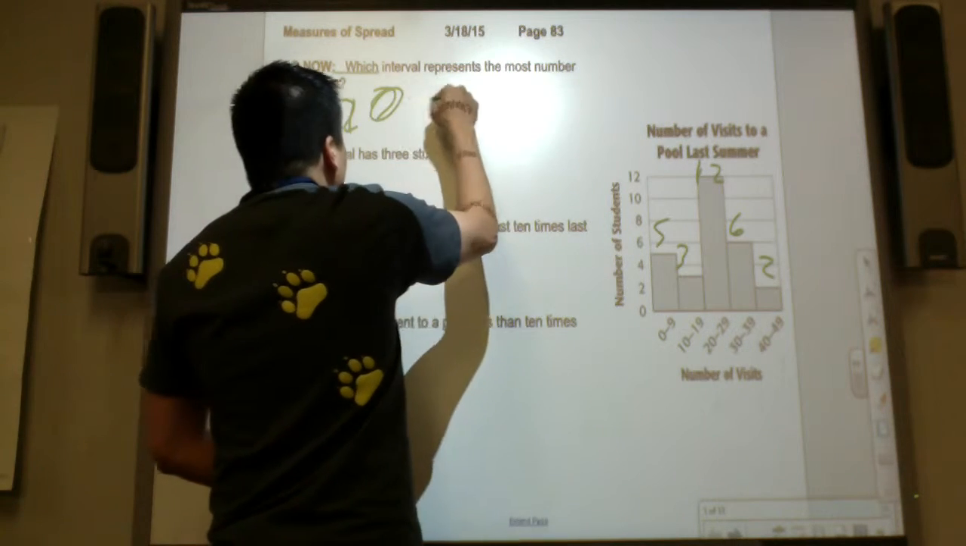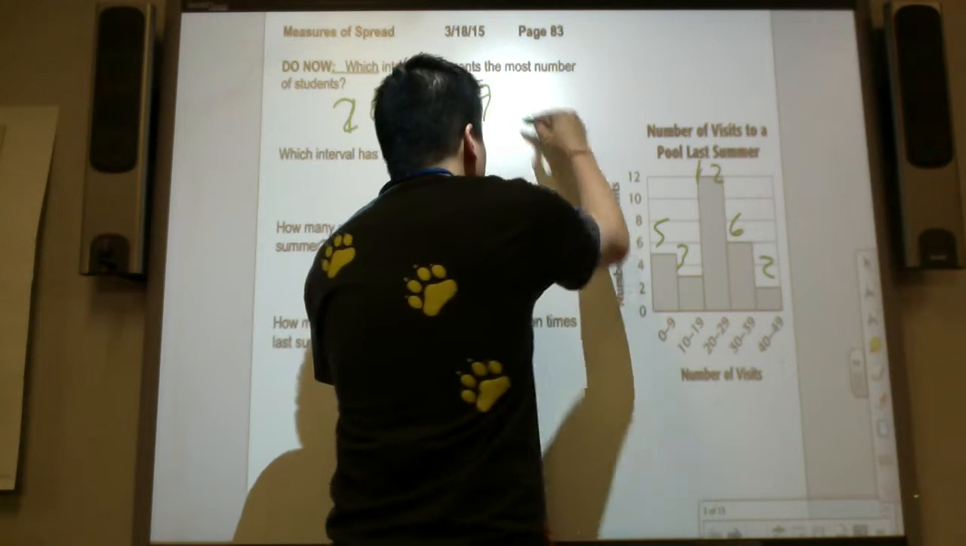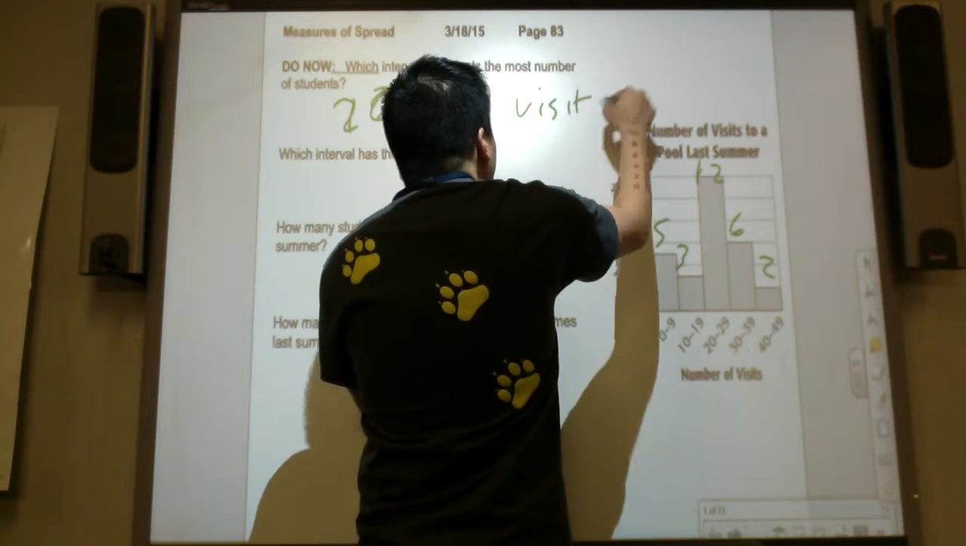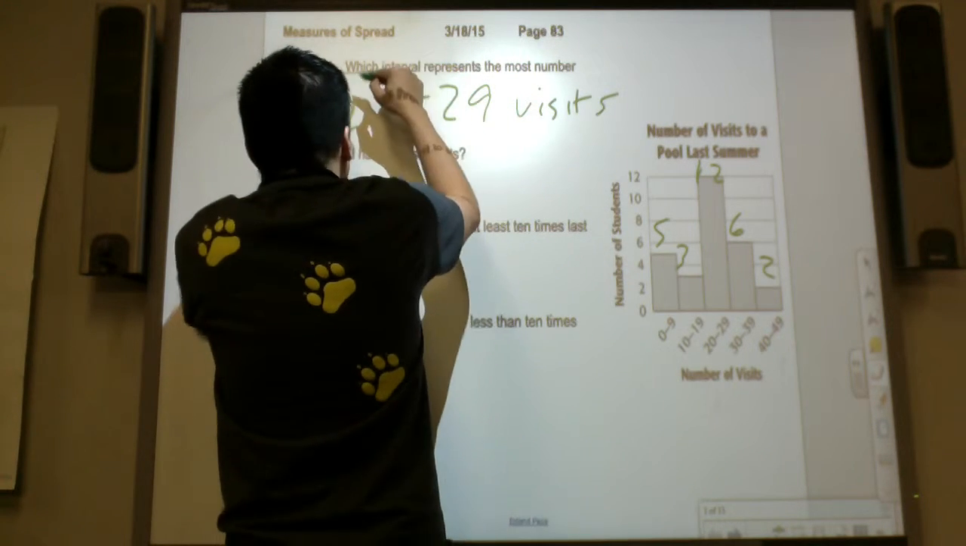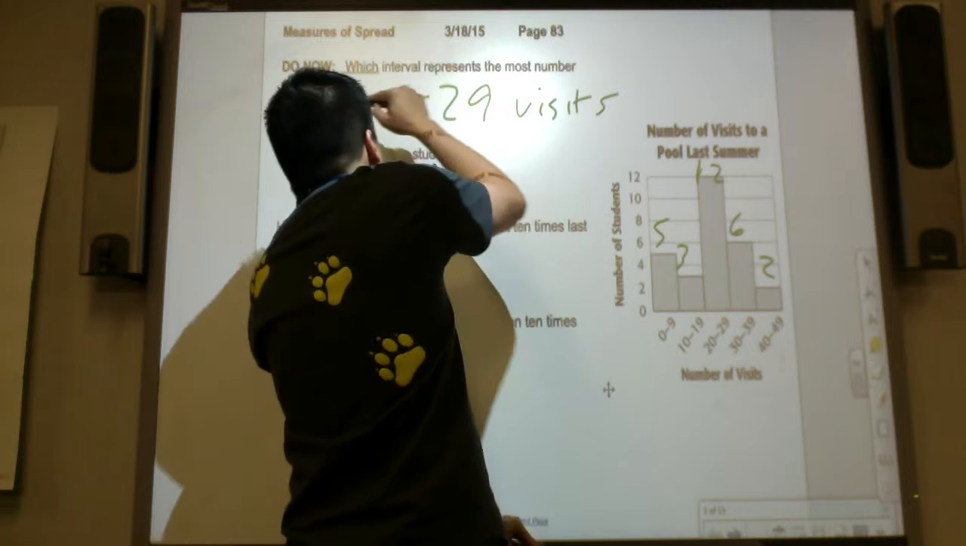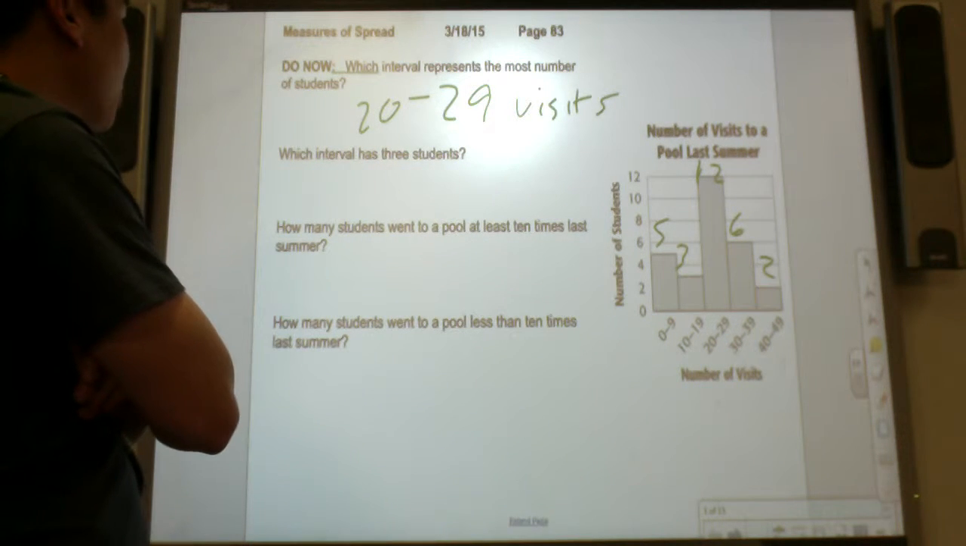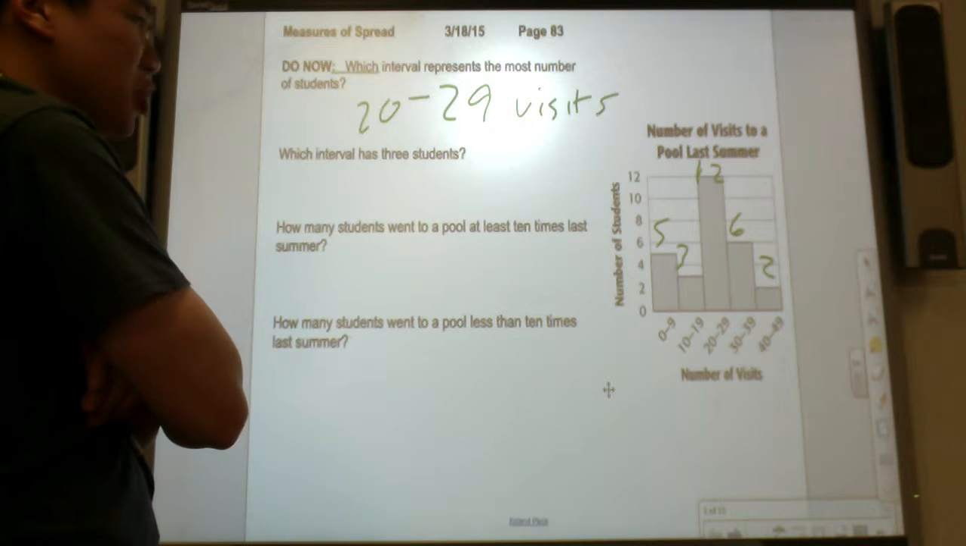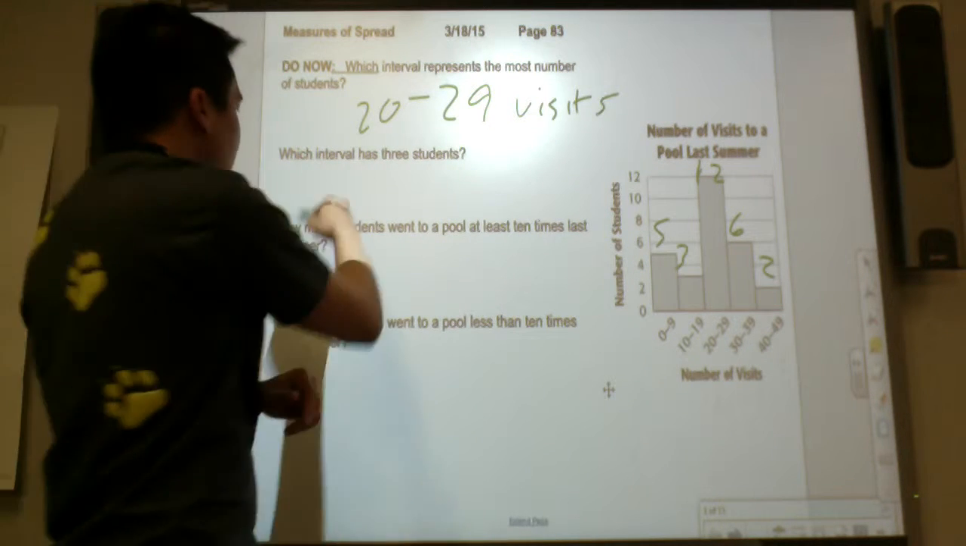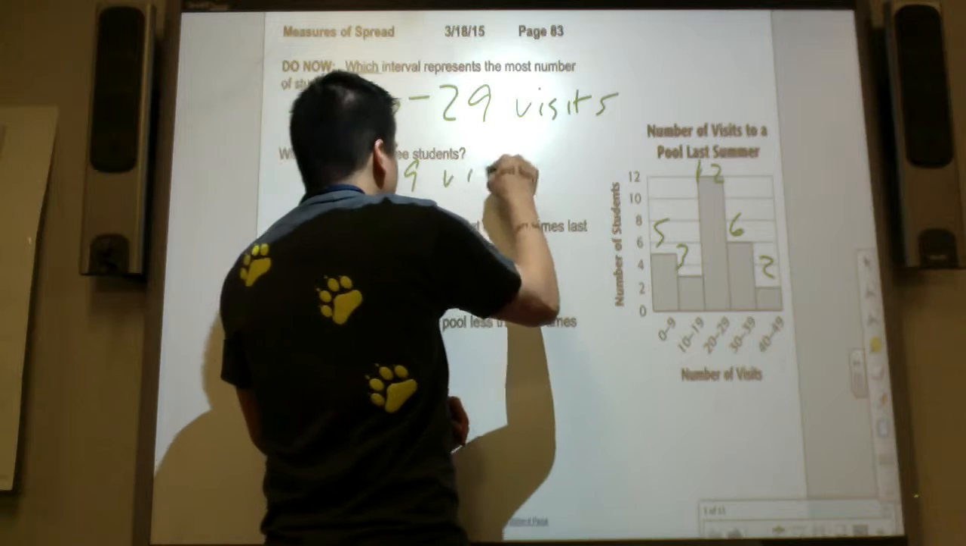So 20 to 29 visits represent the most number of students. Which interval has only 3 students? Between 10 to 19 visits.